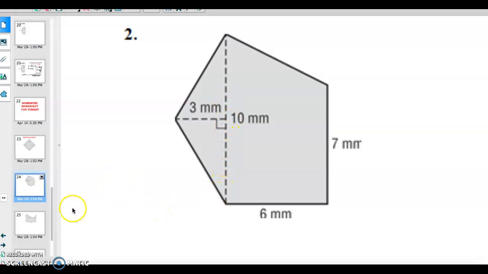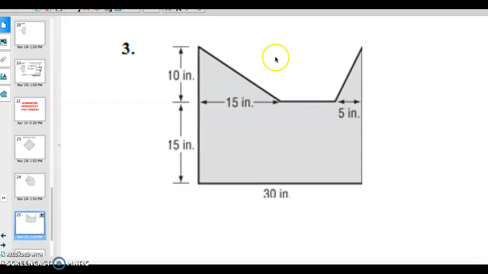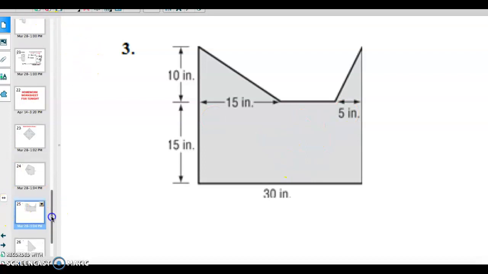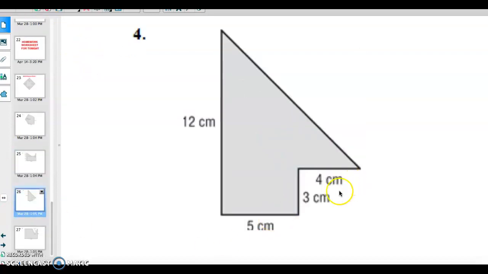So you're going to use your formula sheet attached. Here, what you're going to do is find the area of the two triangles and the rectangle and add them together. So do the best you can on this. Here you're going to have to subtract the piece that's missing. Do the best you can, and I will see you on the next video.